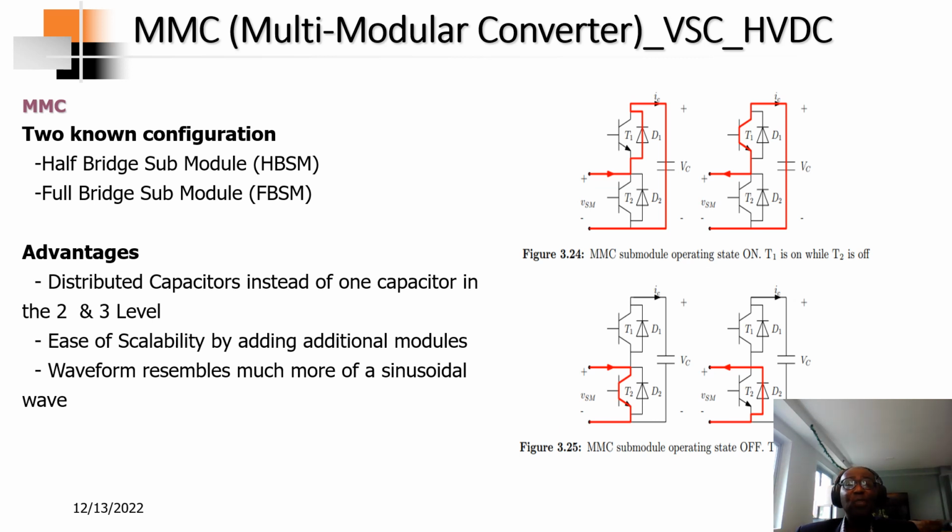It means that when a fault occurs on the DC bus or the DC cable, it leads to a large fault current and larger transients, compared to these distributed capacitors, where the fault current levels can be lower. Ease of scalability. That is, you can add additional modules as you need to achieve the required voltage that you need. And as you add more levels or more modules, you approach a perfect sinusoidal wave.